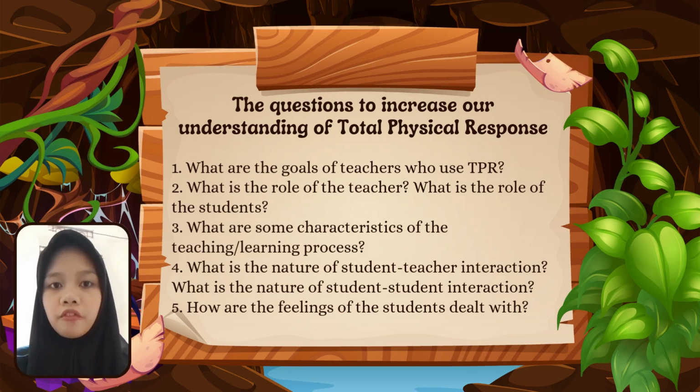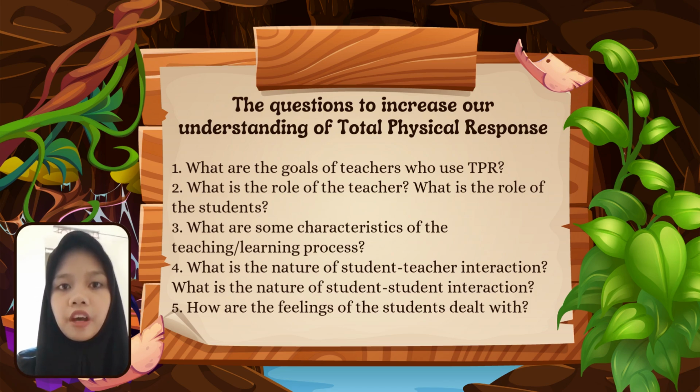First, what are the goals of teachers who use TPR? Teachers who use TPR believe in the importance of having their students enjoy the experience of learning and communicate in another language. Number 2, what is the role of the teacher? What is the role of the students? Initially, the teacher is the director of student behavior. The students are imitators of her non-verbal model. Number 3, what are some characteristics of the teaching or learning process? The first phase of the lesson is one of modeling. The teacher issues commands to a few students, then performs the action with them.